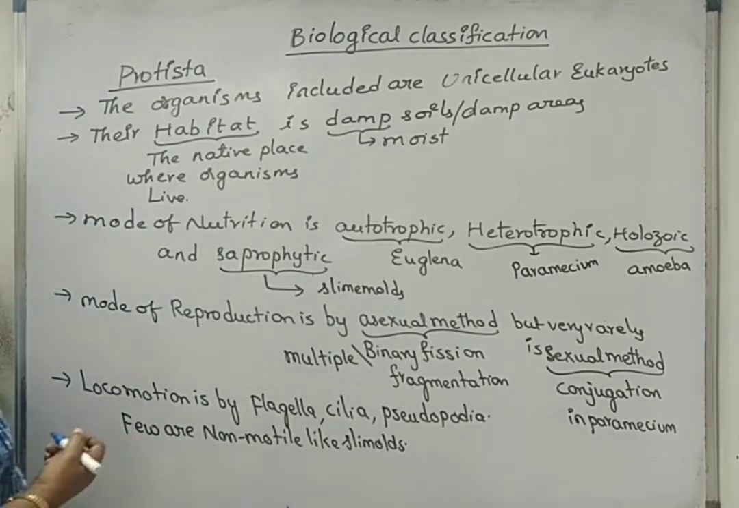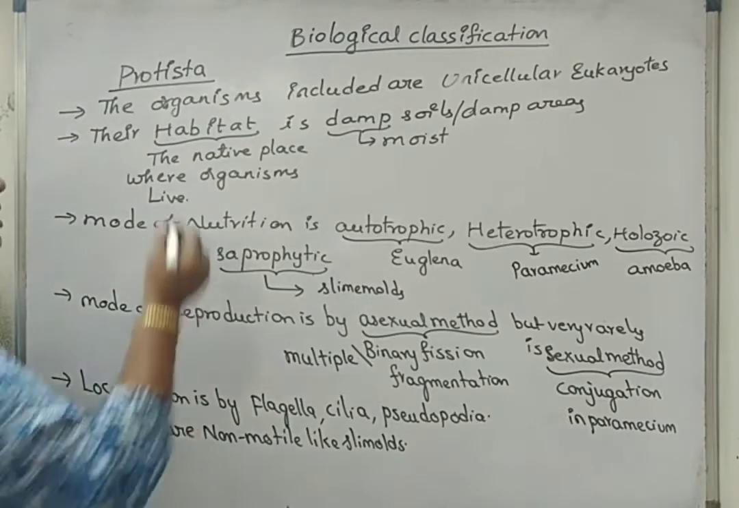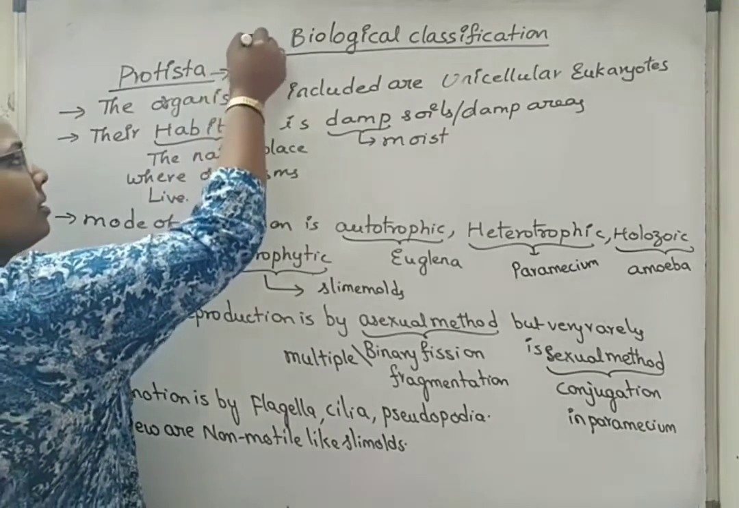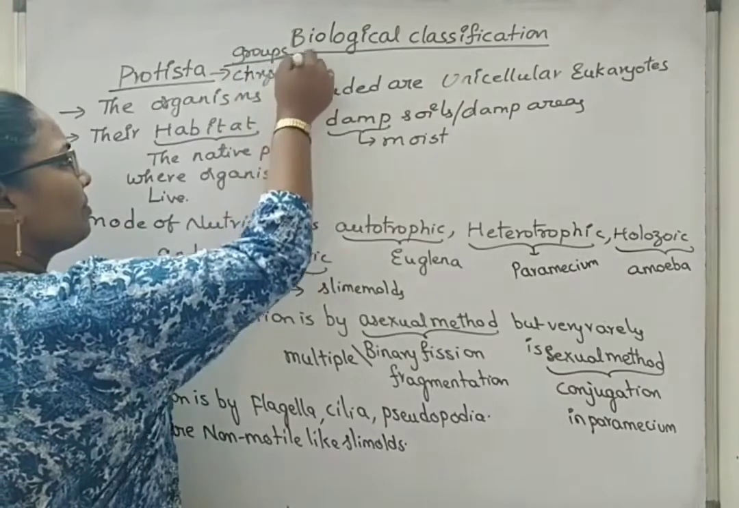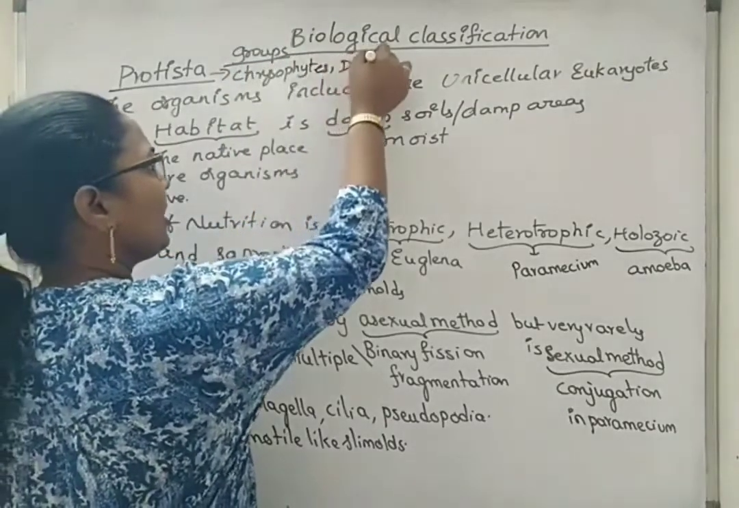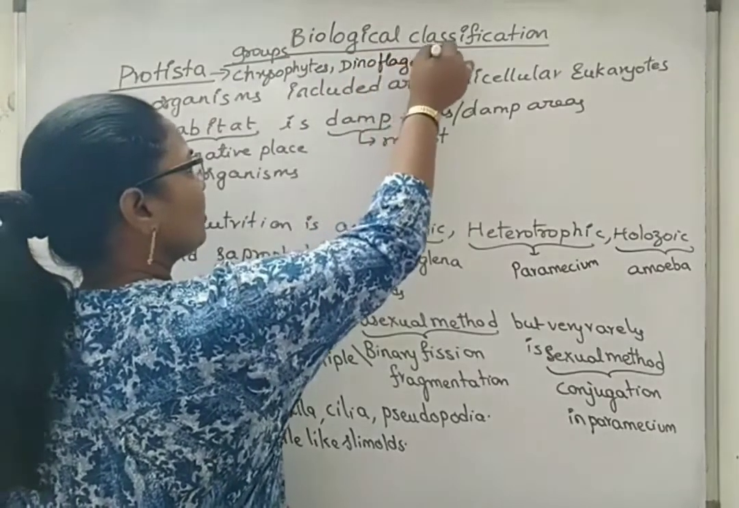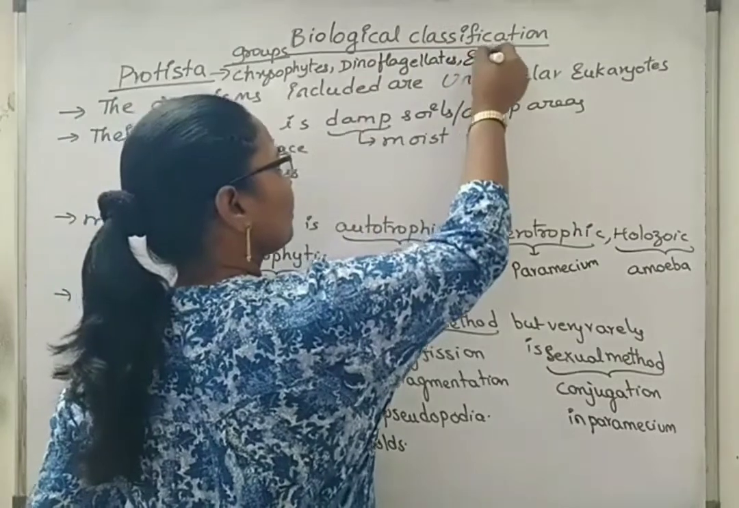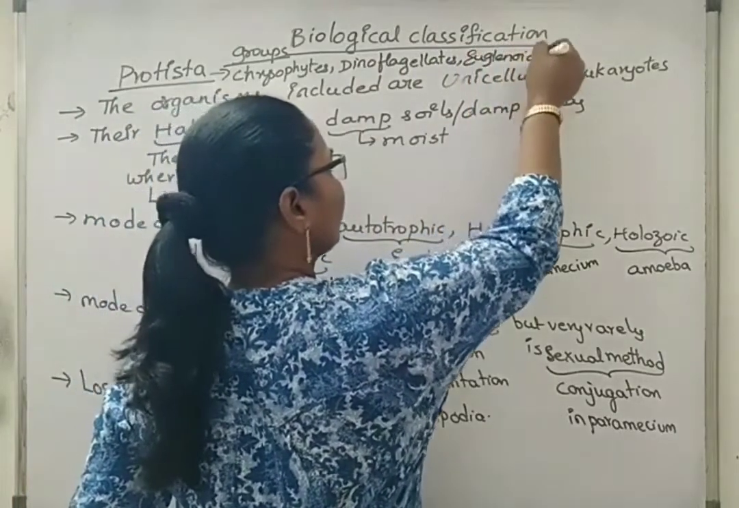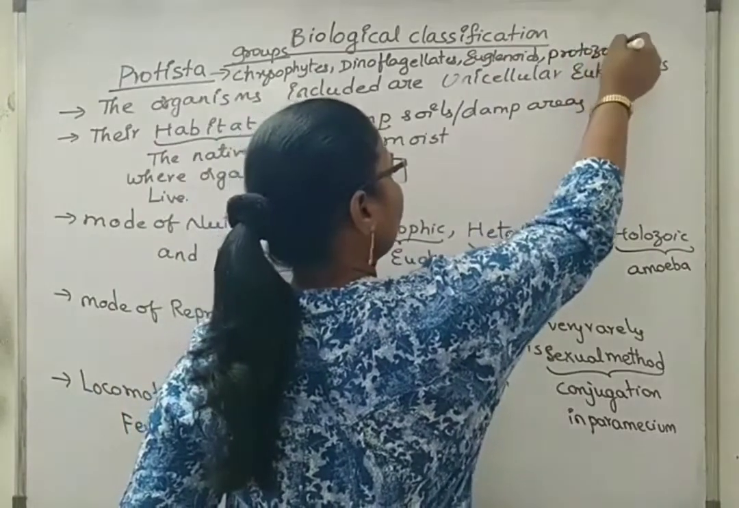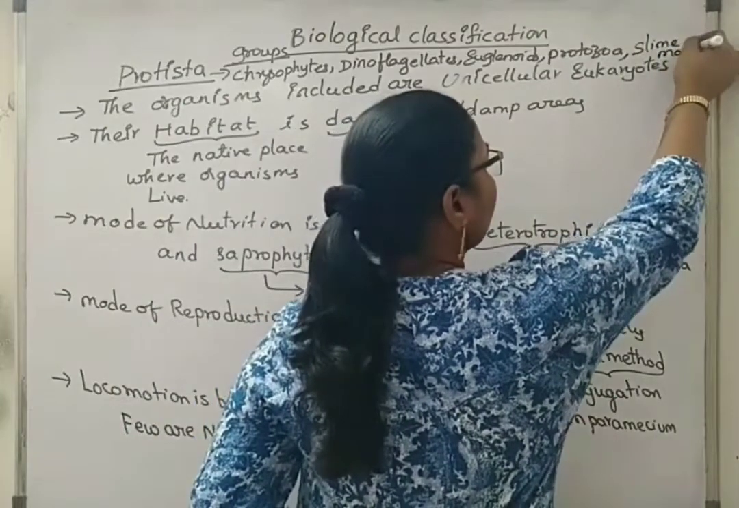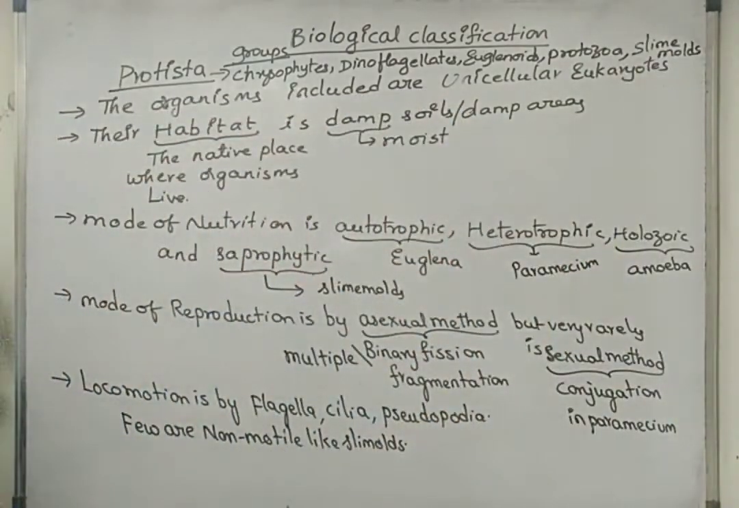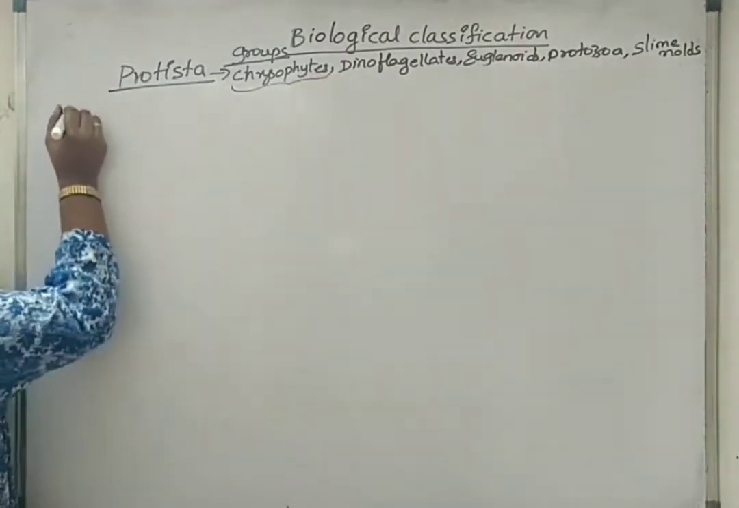Next, what are the groups that are studied under Protista? The groups studied under Protista are chrysophytes, dinoflagellates, euglenoids, protozoans, and slime molds. We will read about each group separately now. First, we will see about chrysophytes.